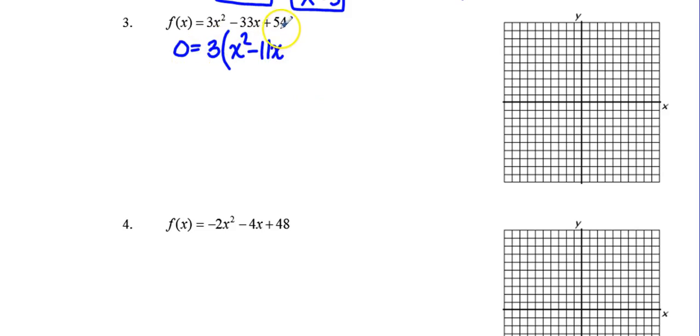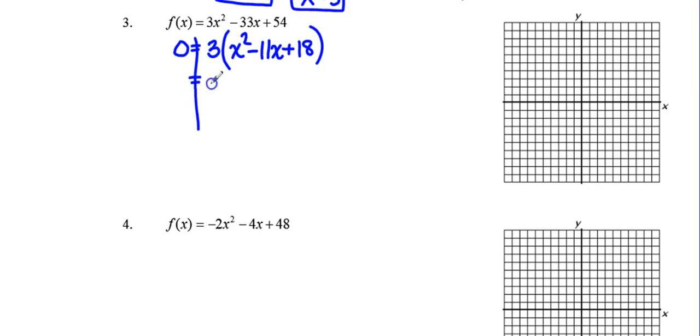And again, you can use your calculator to help you out with that. Go ahead and do 54 divided by 3. And we should be getting 18. Now that I have factored out my GCF, what comes next? I'm going to work on factoring this inside piece.